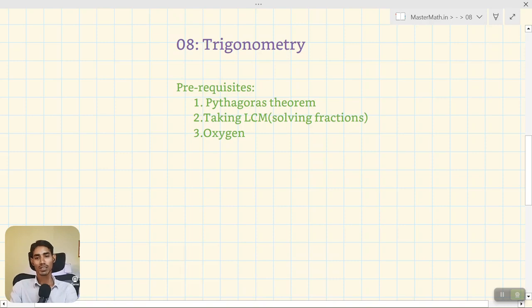So these are the prerequisites for this chapter, and hopefully you would be comfortable with these: Pythagoras theorem, taking LCM, basically solving fractions.